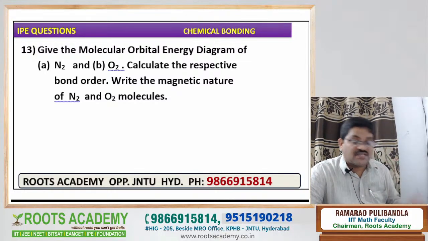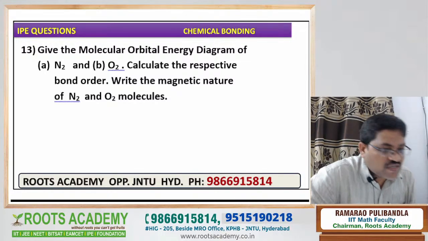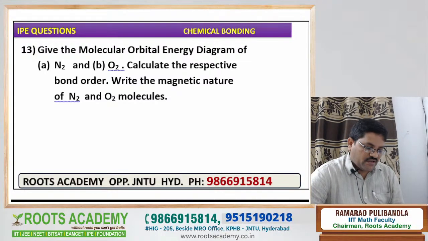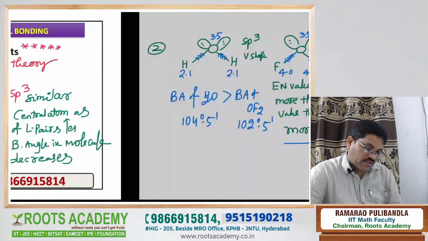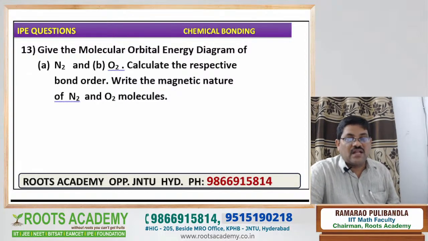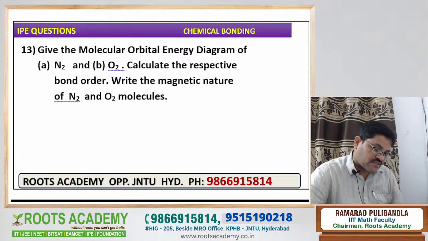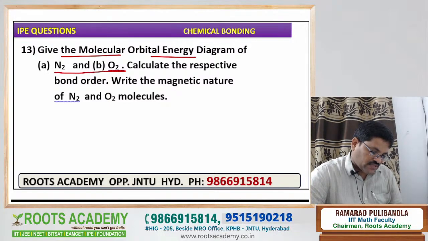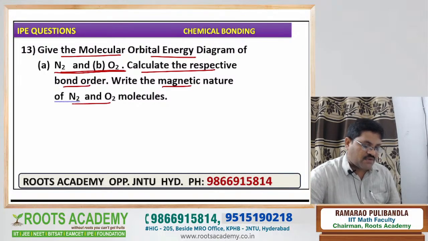In the last class we discussed important long answers in chemical bonding. Continuing that, are there any questions regarding long answers? Now see the first long answer question: give the molecular orbital energy diagram of N2 gas and O2 gas. Calculate the respective bond order and magnetic nature of N2 gas and O2 gas.